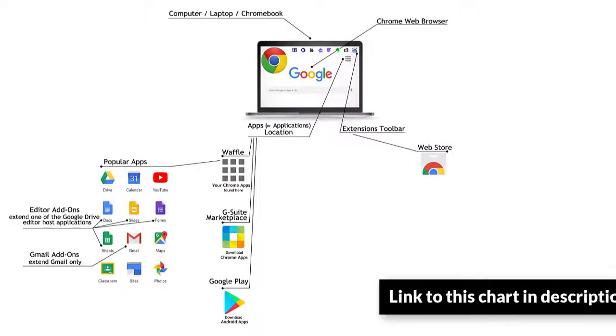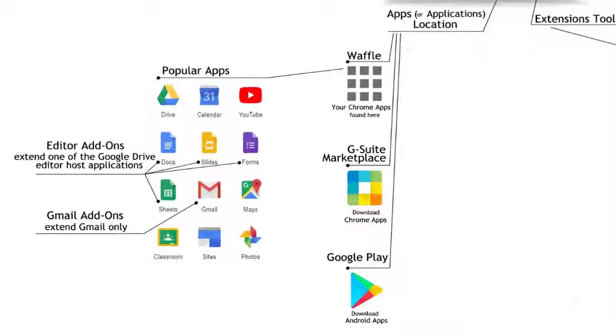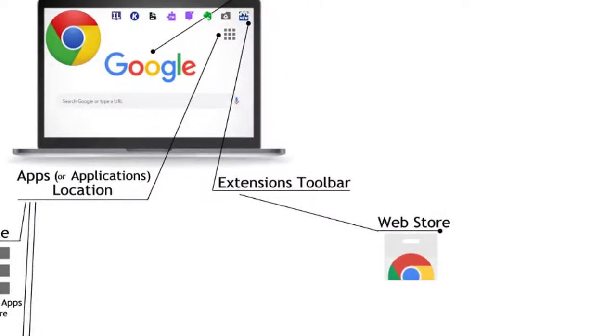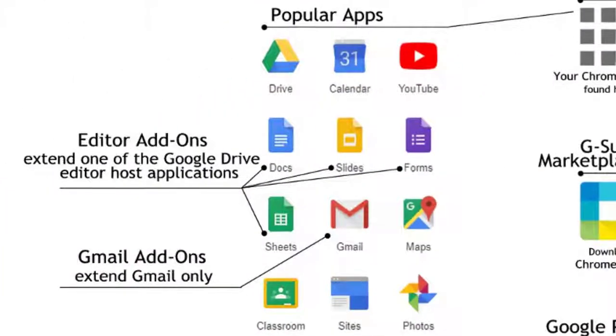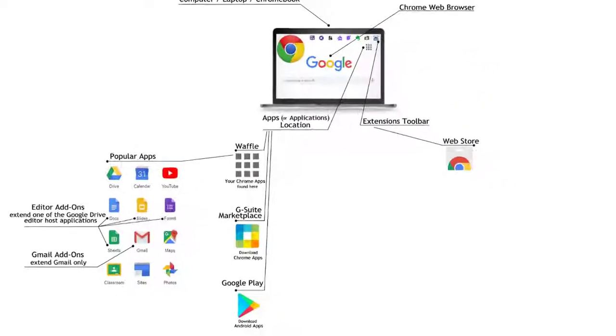So here's our crazy map. And hopefully we've started to decipher between apps and extensions and add-ons and knowing the difference between those three terms that live inside of our Chrome web browser.